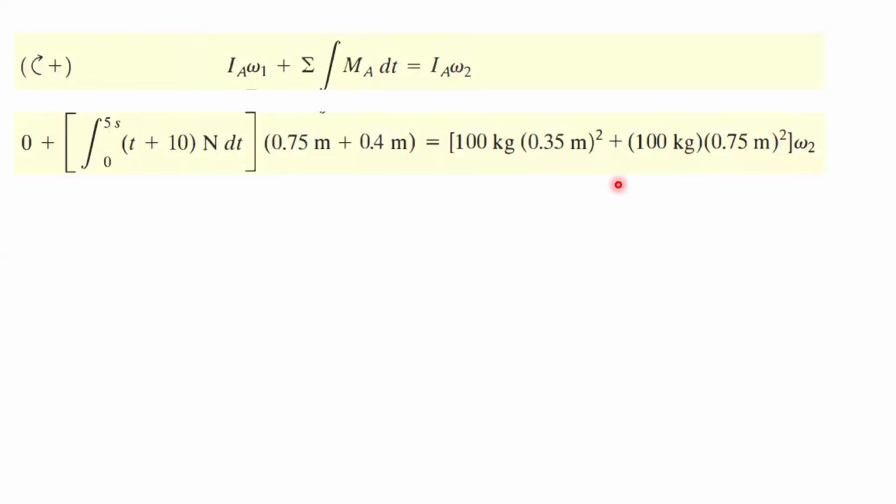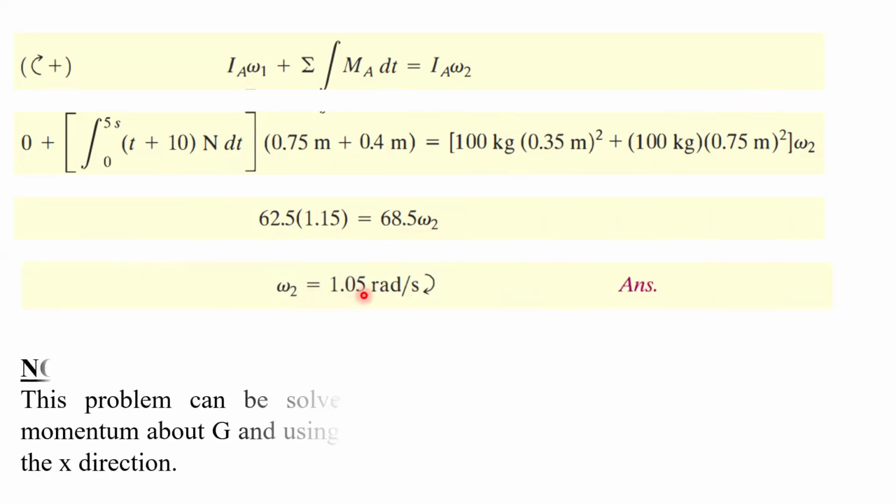Which is equal to m k squared, this is mass times radius of gyration squared, with 100 times 0.75, then all of them times omega squared. So this gives you the moment of inertia. Then 6.85 omega 2 is this. Then you can find omega 2 to be 1.05 radians per second.